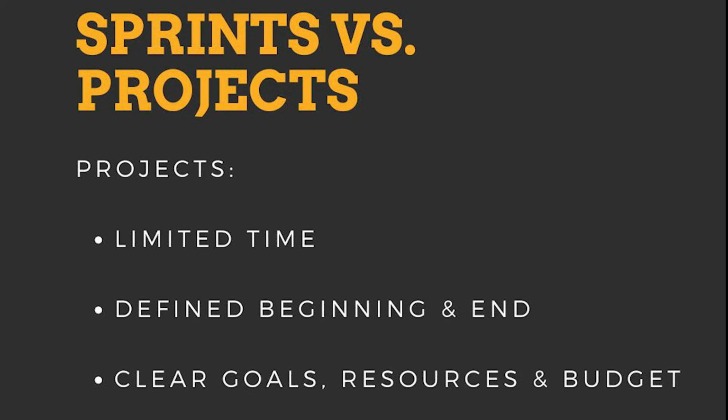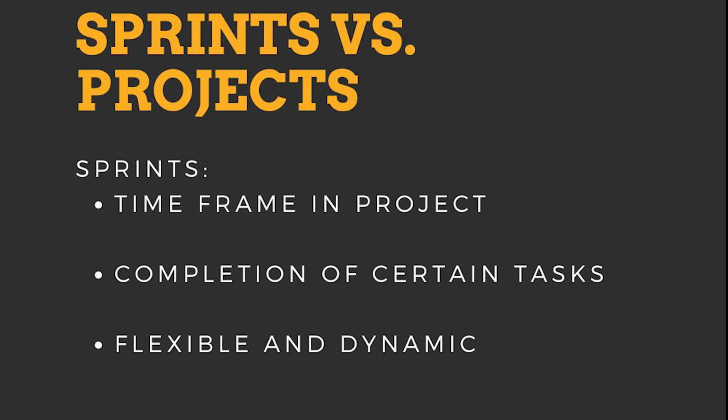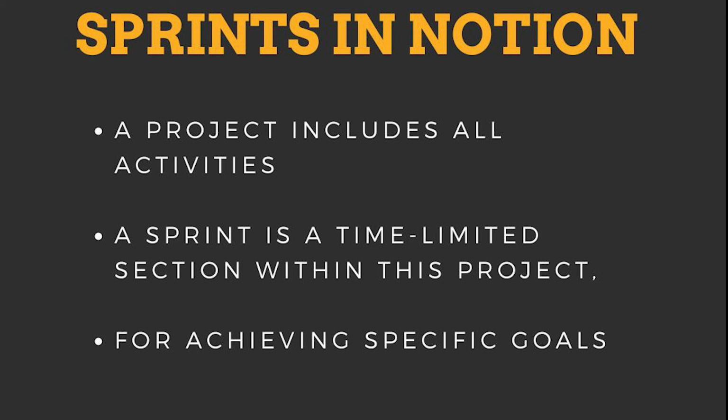Sprints and projects are very similar concepts, but sprints can actually be seen as a kind of time frame within an existing project that helps to complete certain work packages or tasks. And therefore, sprints are typically shorter than projects, so usually lasting 1 to 4 weeks. So, to summarize, a project encompasses the entire activities we need to do to achieve a certain goal, while a sprint is a time-limited section within this project to achieve sub-goals.